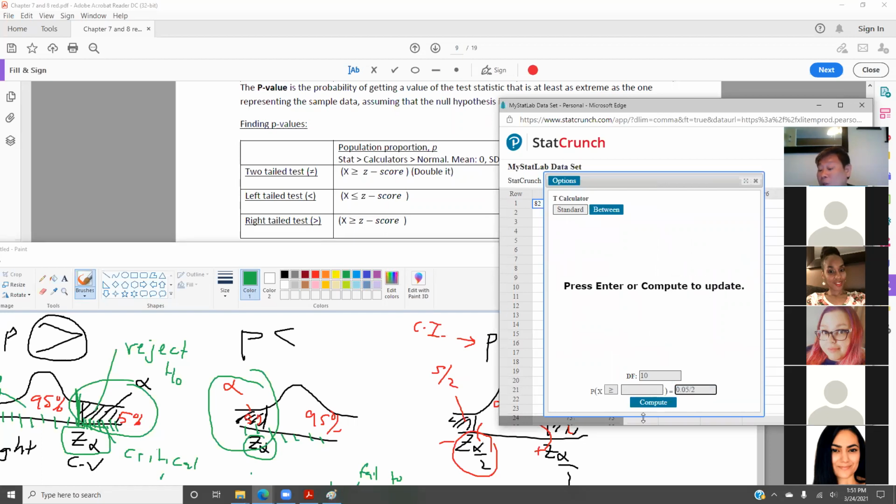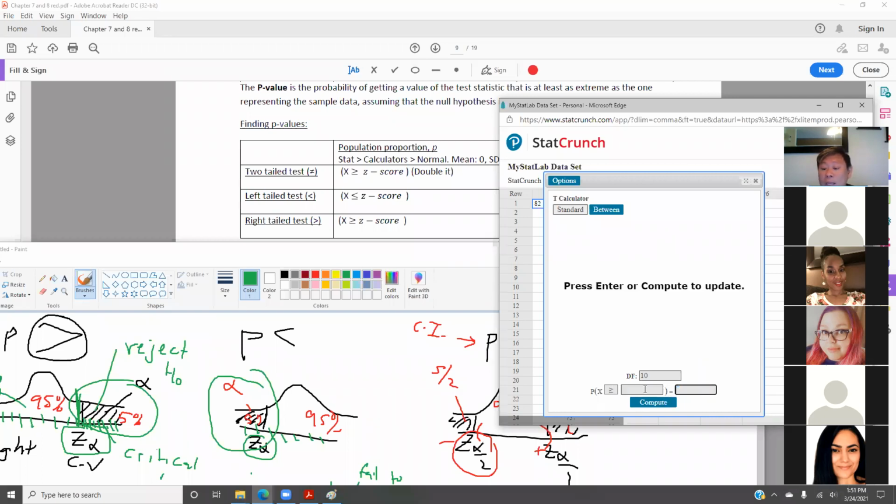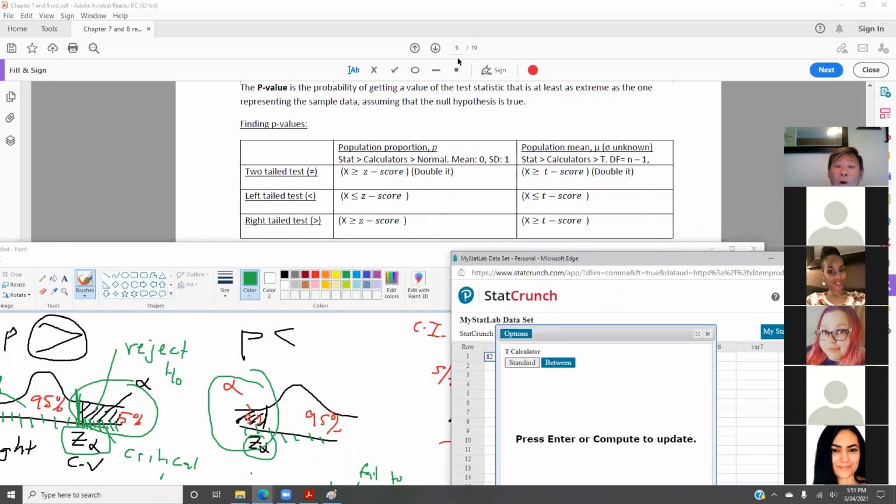Okay, this is how you find a critical value. This is the critical value. This is called the reference value, which is the critical value. And if you want to find the p-value, which is a probability, then you have to put this number down. And this is either your t-score or your z-score, so it depends on proportion or depends on the mean.